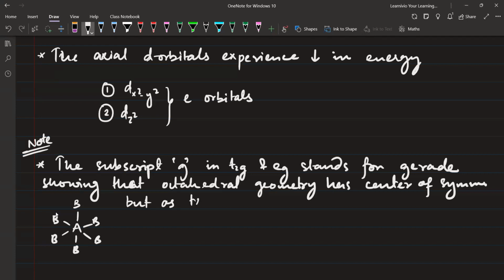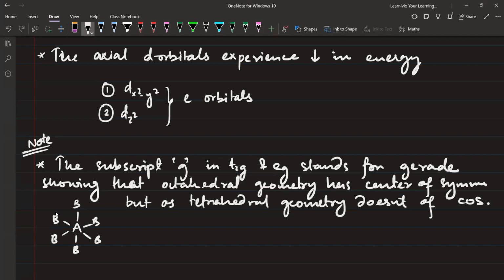But tetrahedral geometry doesn't have COS, center of symmetry. We don't use the subscript g. The letter g is not used in the case of tetrahedral. Why? Because they don't have any center of symmetry.